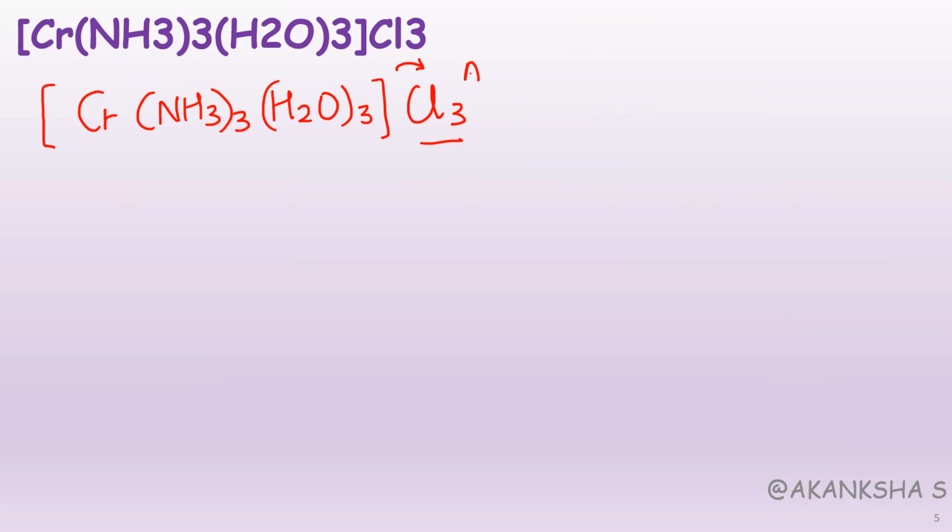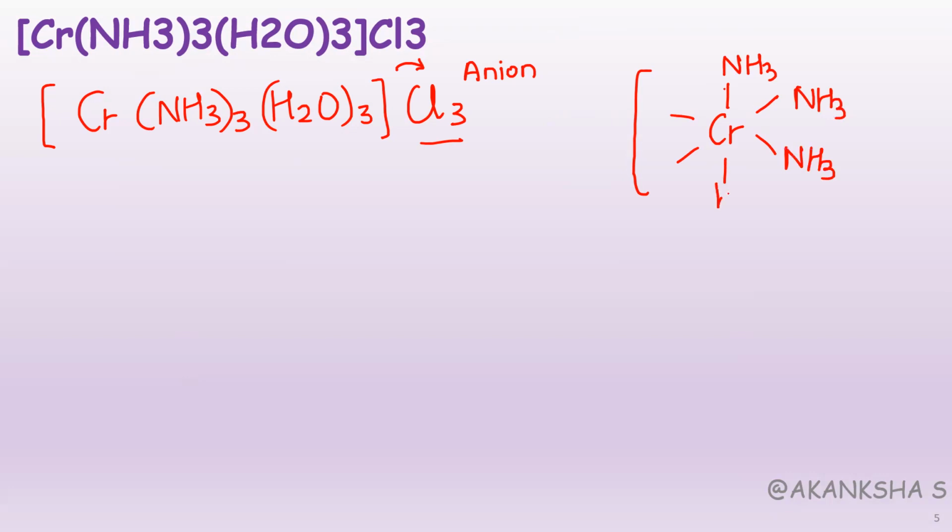Meaning here the role of CrCl3 is of an anion, not a ligand. It's outside the complex. How do we represent this then? Chromium would be here. We would be having 6 coming out. We have one NH3, NH3, NH3, H2O, H2O, H2O. And outside this coordination complex, we would be having 3 chloride ions.